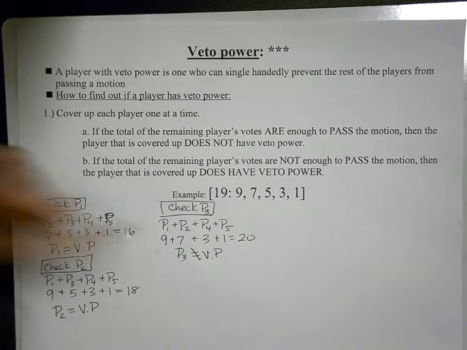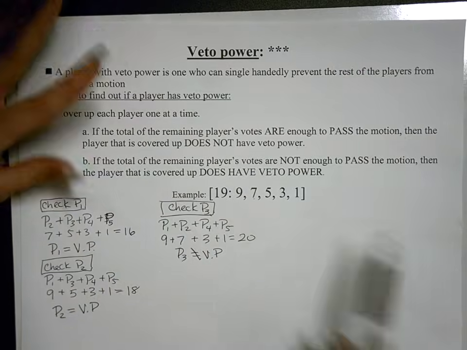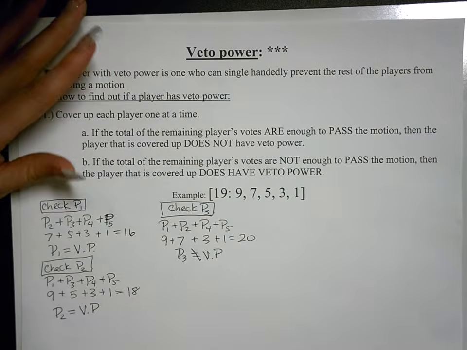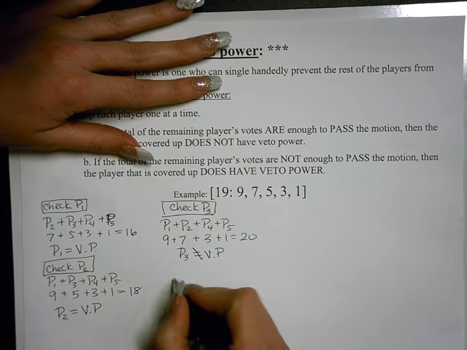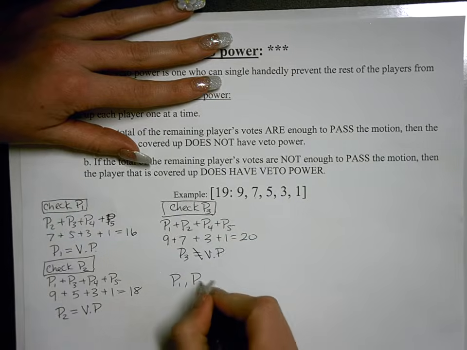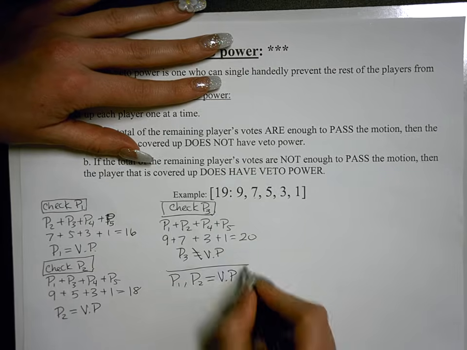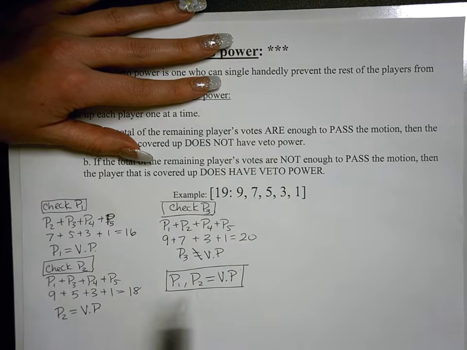Now, once you find one player that does not have veto power, that means that the remaining players, player 4 and player 5, will not have veto power as well. So now we could just say player 1 and player 2 have veto power. Those are the only two players in this example that have veto power.